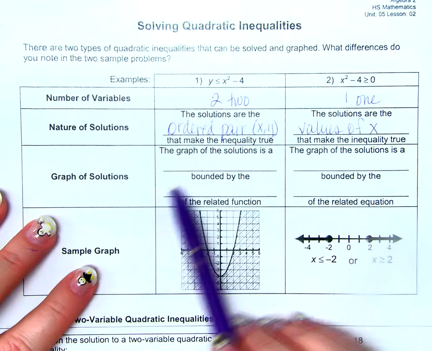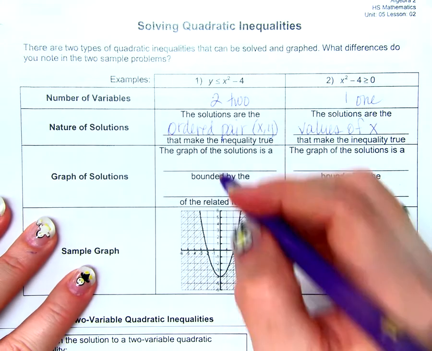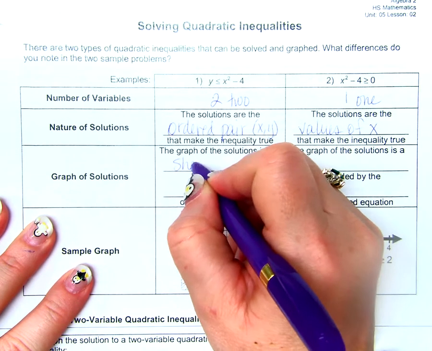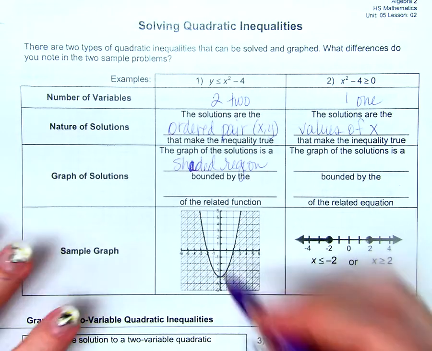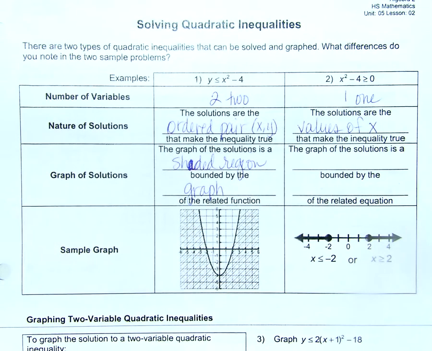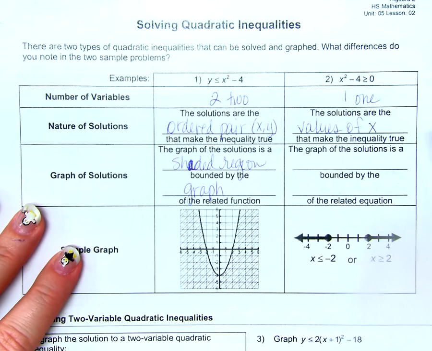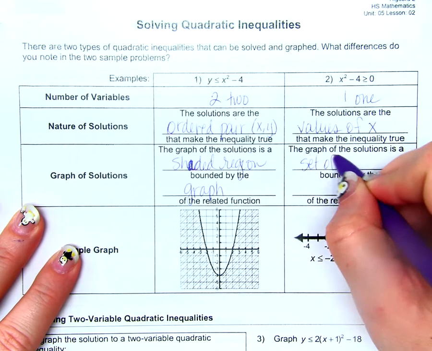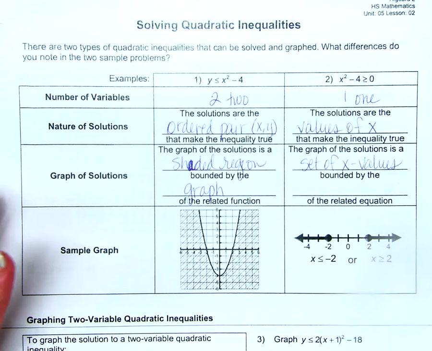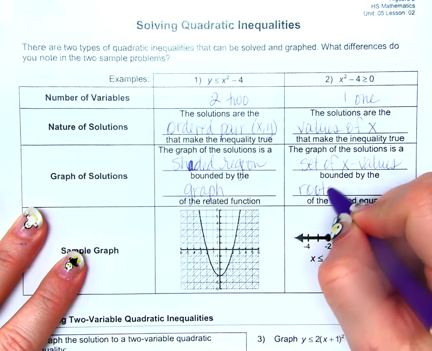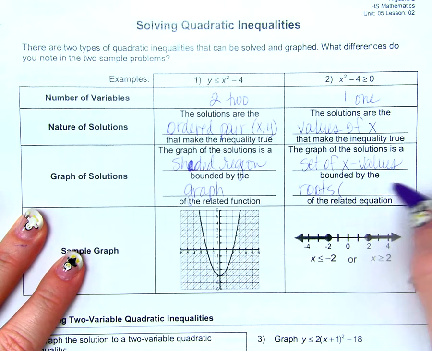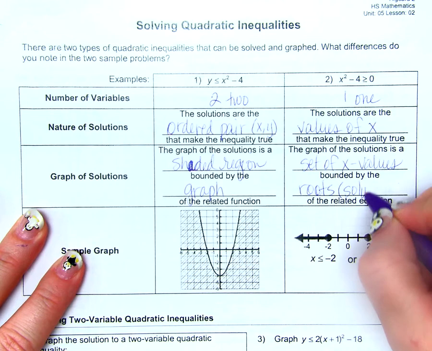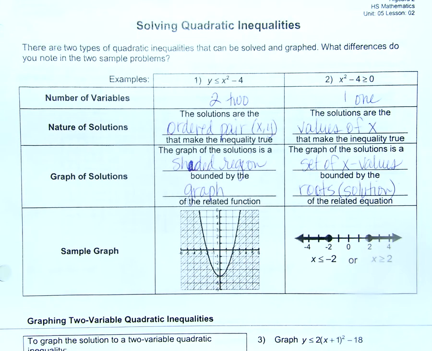If we have two variables, the graph of the solution is a, if I can spell it correctly, a shaded region. That's an A, I promise. A shaded region bounded by the graph of the related function. So if we only have one variable, then the graph of the solution is a set of x values, all the x's, bounded by the roots of the related equation. I am going to add one more word to this part of the thing we're filling in, only because it's a word that we are more familiar with. Because our roots and solutions are the same thing for us here.